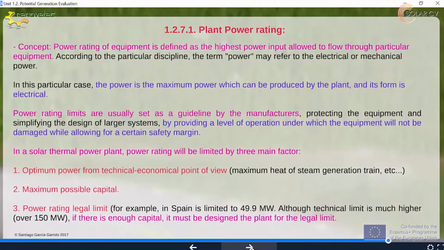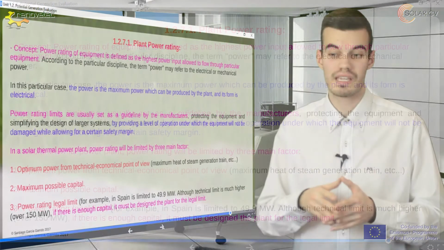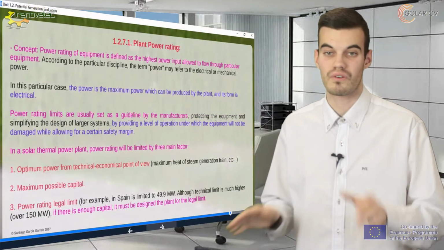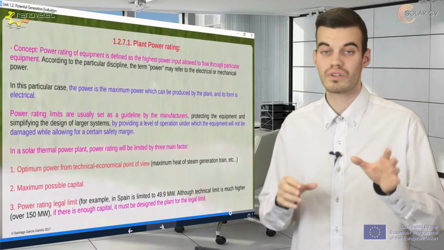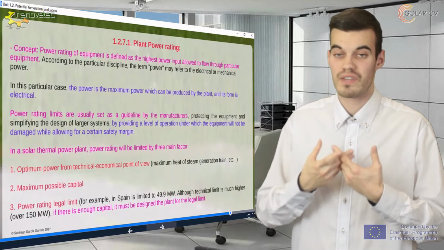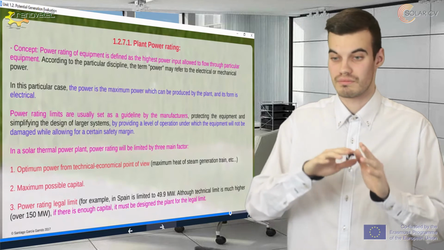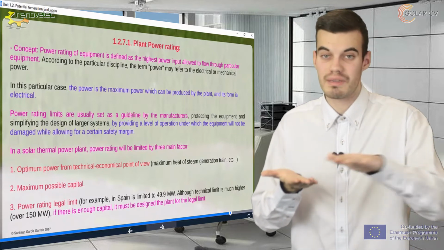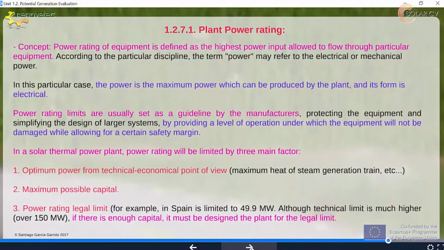This is the optimum power from the technical and economical point of view, that is the overall performance, really, the maximum possible capital, how much money we have, and the legal limit of the power rating. For example, in Spain, the maximum power for a solar thermal power plant is 49.9 megawatts. So if we have enough money, we are going to limit this power for our plant.